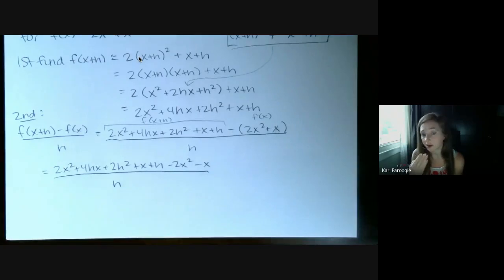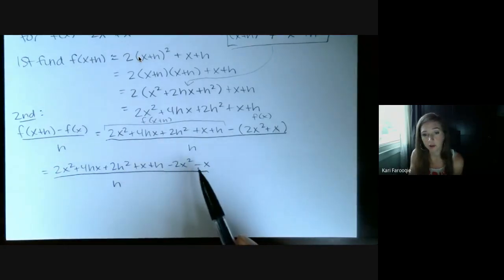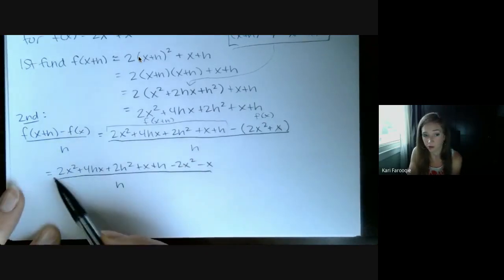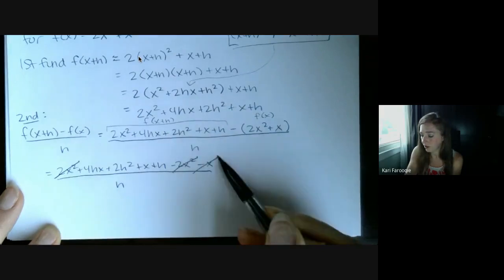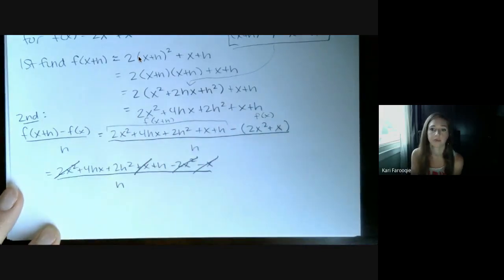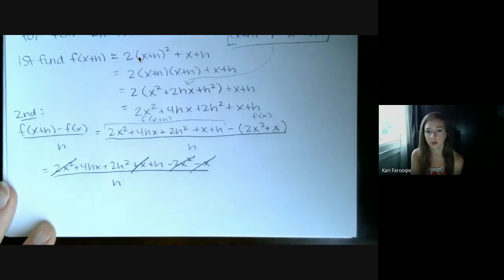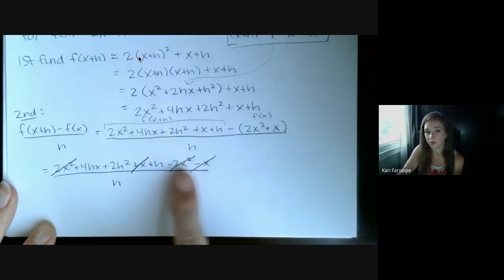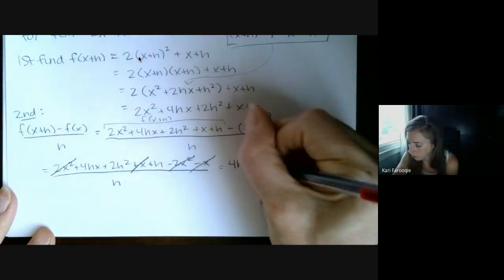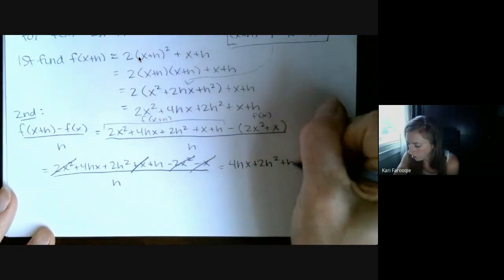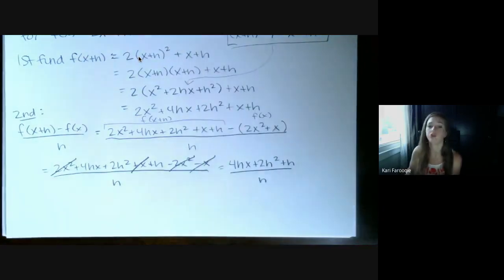Now, if you've done this correctly, both of your f of x terms that you put in here are going to become additive inverses and they're going to cancel. What I mean by that is you have 2x squared and negative 2x squared. And you also have negative x plus x. As long as you've done this correctly, you're going to see that that happens in every case. So if you still have terms left here at the end, you should be like, wait a second, something is awry. And you'll look again. All right, that leaves you with 4hx plus 2h squared plus h divided by h.